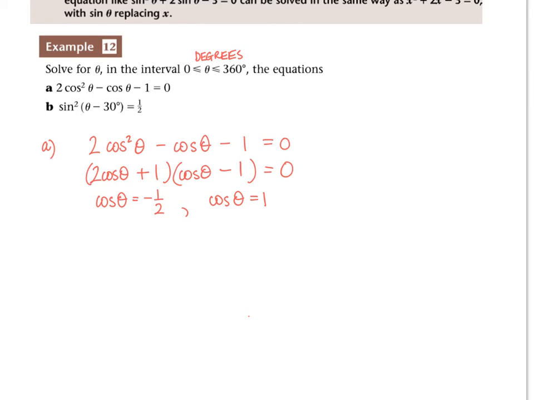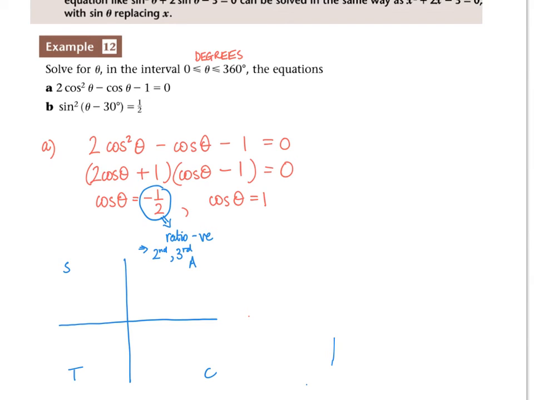So for cos equals minus a half, we look at the ratio. The ratio is negative, and if it's negative, that tells me that it must be in the second and third quadrants. So what we've got is something like this: all, sine, tan and cos. We want to find our principal value that's associated with a half. So we do the inverse cos of a half, and the angle that's associated with that is 60 degrees.